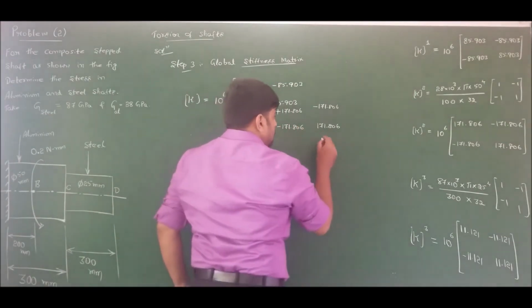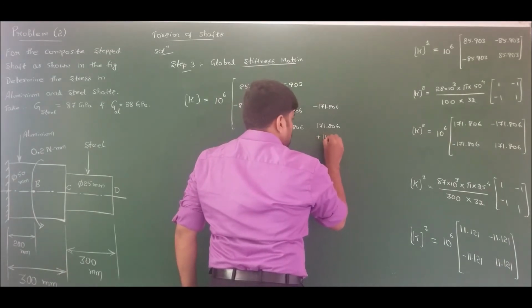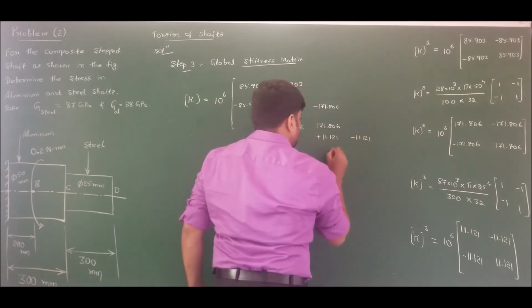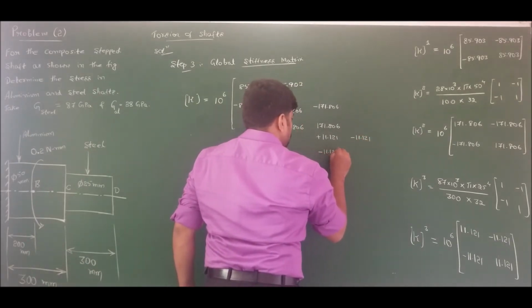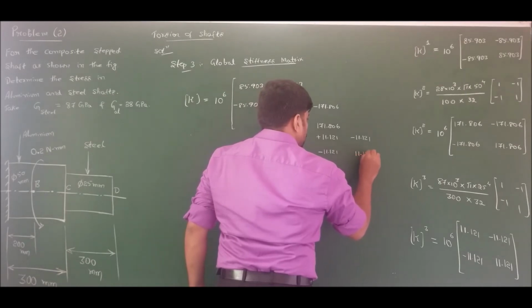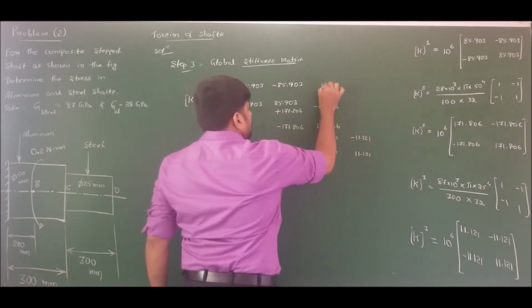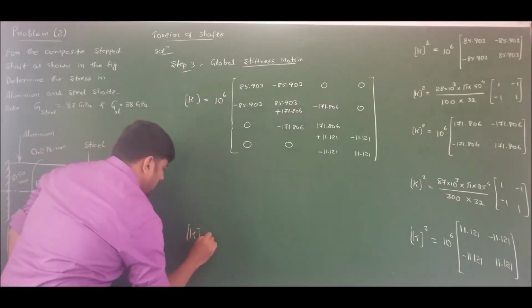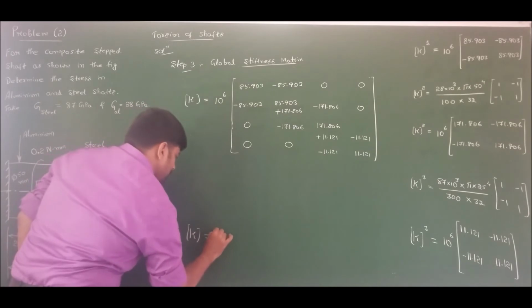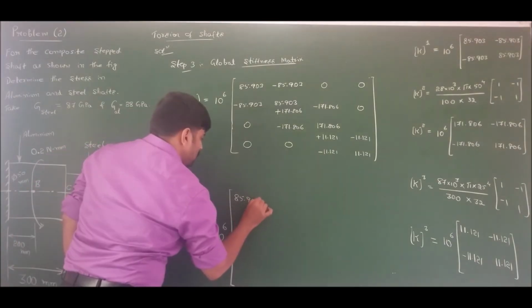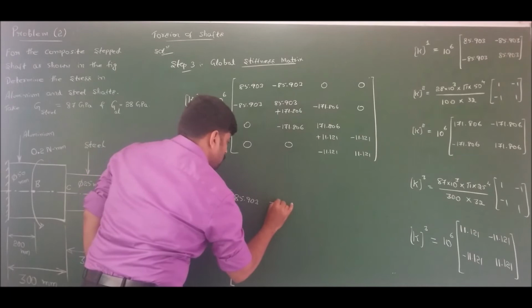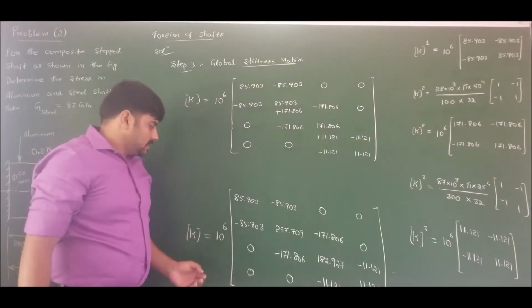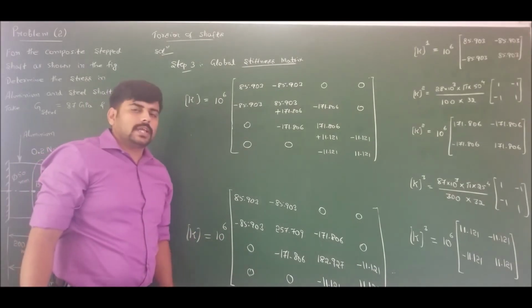If I do that, I will get plus 11.121 minus 11.121 minus 11.121 plus 11.121. Fill the unfilled positions with zeros. Further simplifying which, I will get the global stiffness matrix K as 10 to the power of 6, 85.903 minus 85.903. This completes the global stiffness matrix for the given problem.